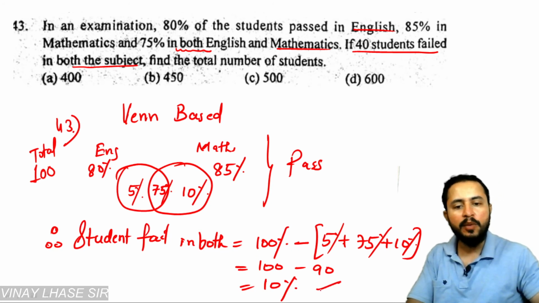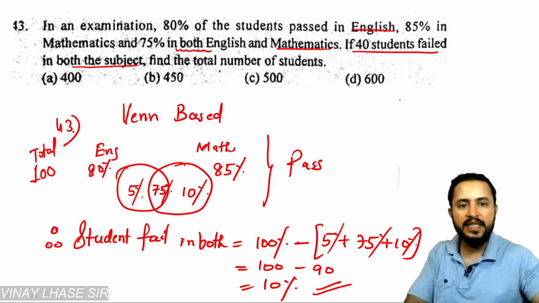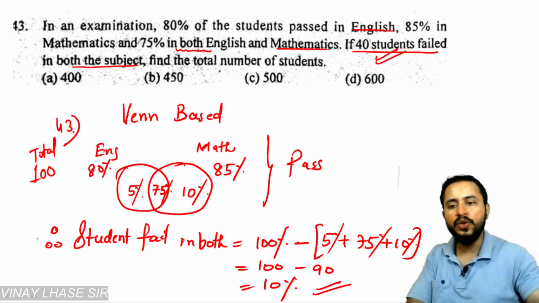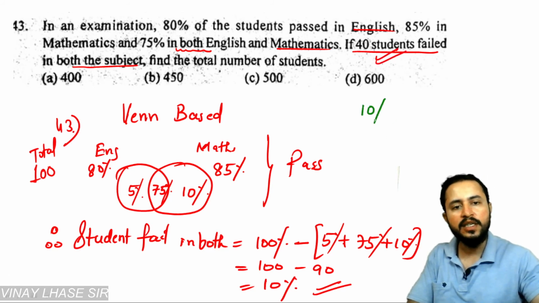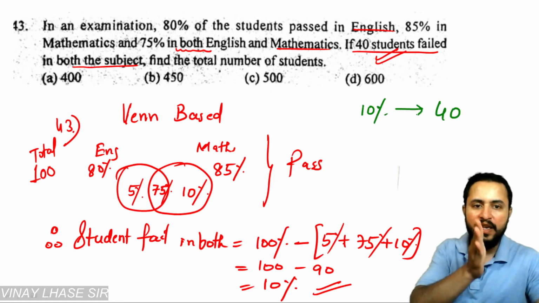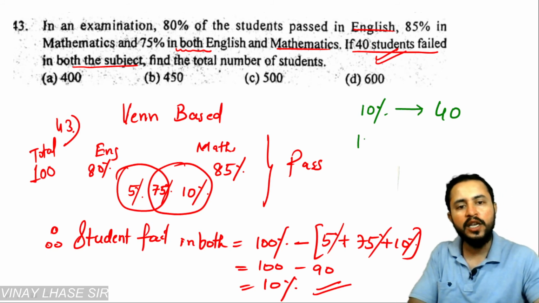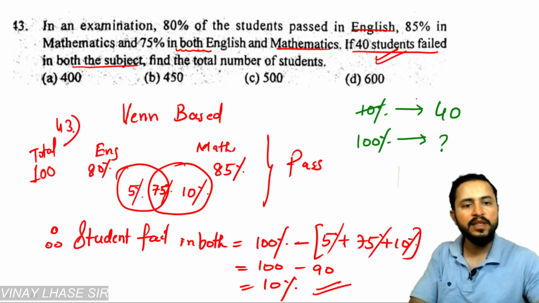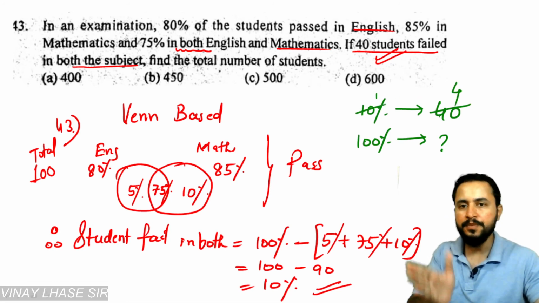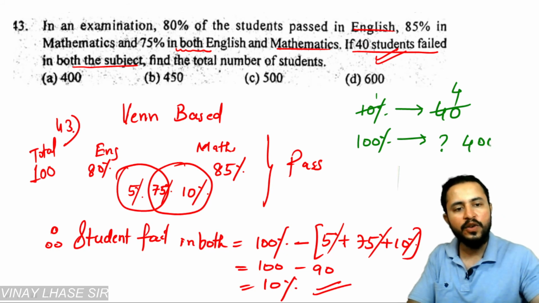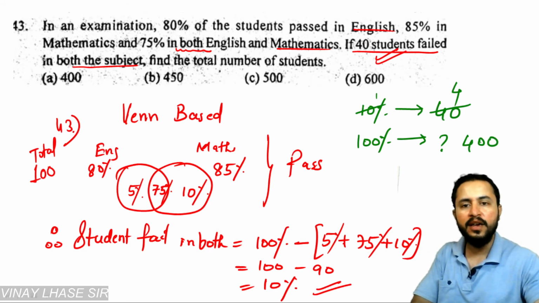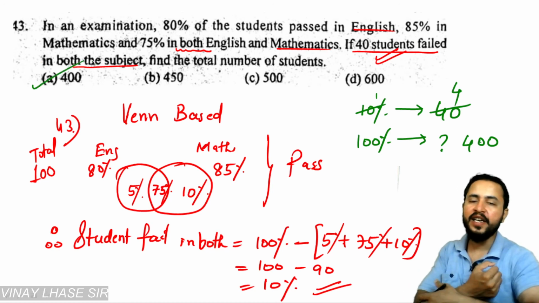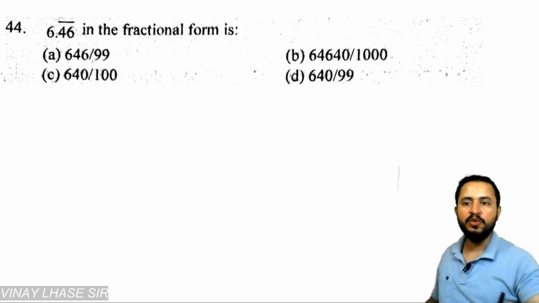But how much are we getting? 10% are failing, but the examiner is giving 40 students are failing. Use the unitary method. This 10% represents 40 students. If 10 represents 40, then the total universe 100% represents how much? Use it. Come on. 10 ones are 10 and 10 fours are 40. 100 fours are, answer is 400. 40 students are failing in both the subjects. So 400 is our total number of students. Let's move to the next.